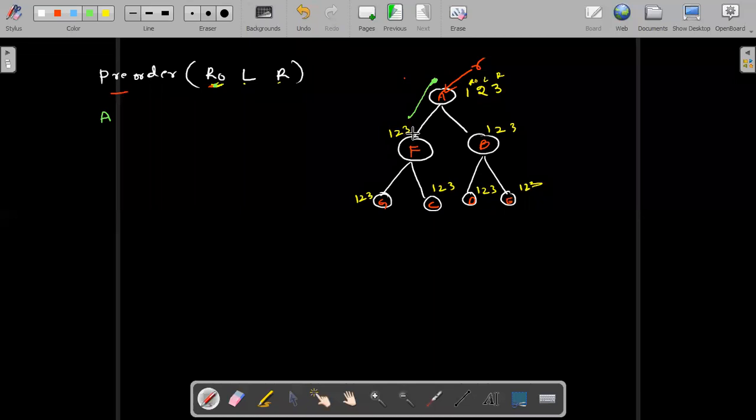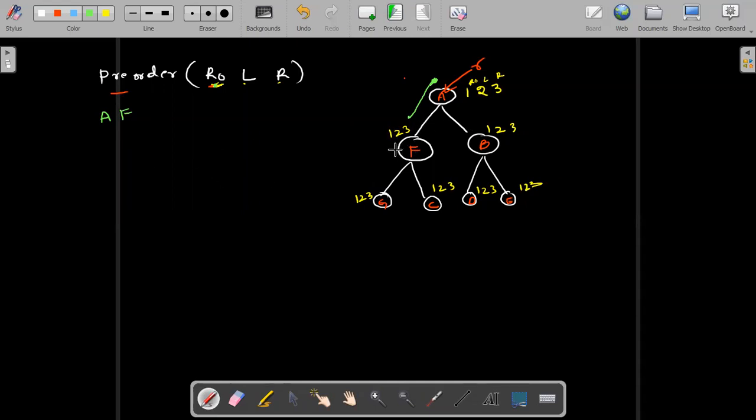When you visit the left, you can visit both left and right. Basically, when you go here, this is also a root, so I will print this one also, F. Wherever you visit first, you have to write that one. I visited A first, then went to the left side. In the left side, F is there. That is the root, so I printed that one.